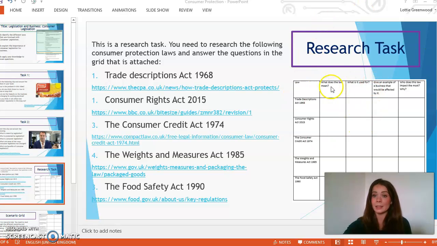The questions you're looking at are: what does the law mean? What is it used for? You need to give an example of a business that might be affected by it. And then who does this law impact the most? So which customers, for example, would it impact? The laws that we're going to be looking at are the Trade Descriptions Act 1968, the Consumer Rights Act 2015, the Consumer Credit Act 1974, the Weights and Measures Act 1985, and the Food Safety Act 1990.